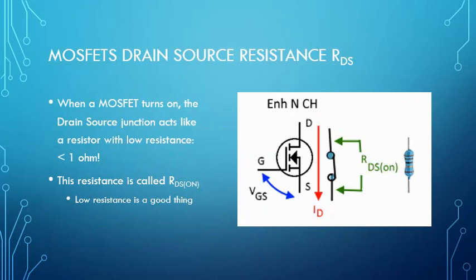A MOSFET's drain-source resistance is called RDS. So when a MOSFET turns on, the drain-source junction from the drain to the source acts like a switch closing. What happens is it has the characteristics of a resistor. It looks like a very low value resistor, less than 1 ohm. Right? Low resistance is a good thing.